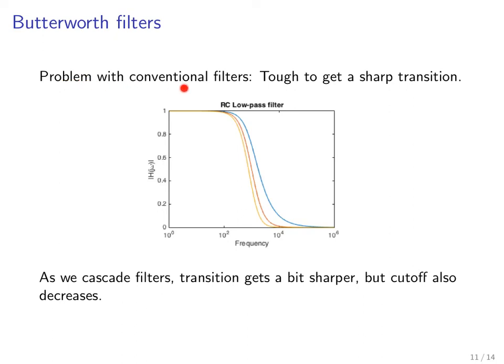The problem with conventional RC filters, that is resistive and capacitive filters that I've talked about so far, is that it can be tough to get a really sharp transition, even when you start cascading filters together. Here the blue curve is a single RC low pass filter that we've shown earlier. If I cascade two of those together, I get the red curve. If I cascade three, I get the yellow curve. And you can see that while the transition is getting steeper, you're also reducing the cutoff frequency, and the roll-off is not getting any sharper really. This corner here is not getting any sharper.